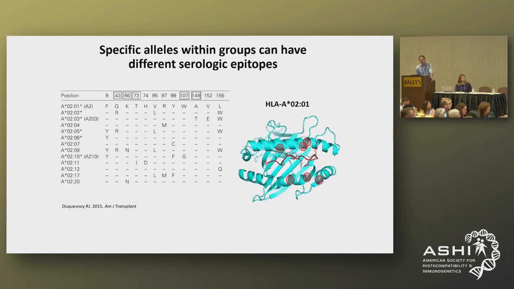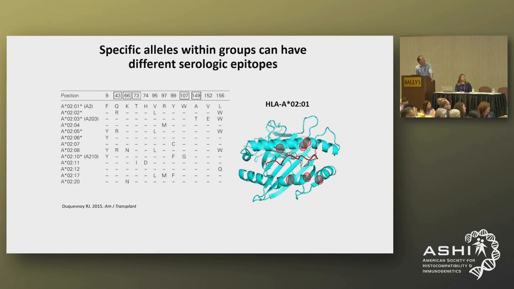So how does that variability, that ambiguity, impact virtual cross-matching? Well, we think about virtual cross-matching in serologic antigens, thinking about those 120 WHO antigens and the splits of 205 or whatever. But there is antigenic variability within serologic groups that's actually at the allele level.